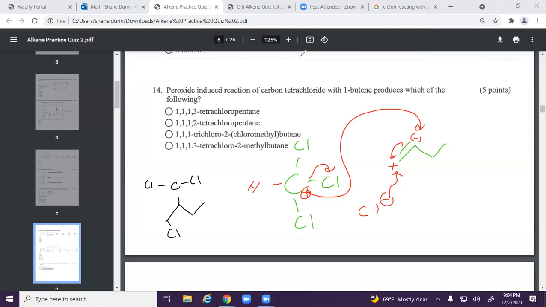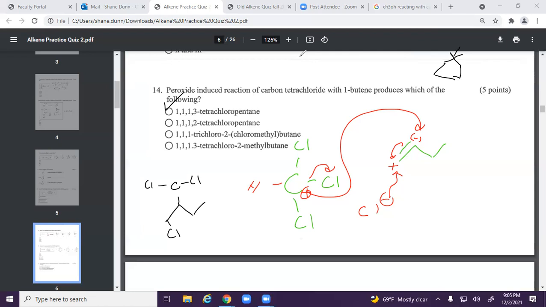Oh, I don't like this. I'm not saying I do this one because that's just the answer, but I got the wrong answer in my head. Because that's the answer right there: 1,1,1,3-tetrachloropentane. So that looks like that. That's what it looks like. I don't see how that one works, the chlorine's late. Unless, it makes no sense.